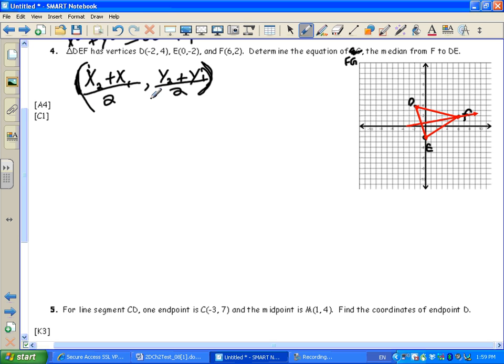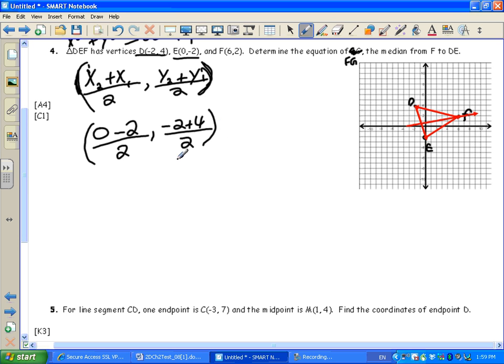Now we're looking for the midpoint of D and E. So our 2 points D and E, I want you to just quickly underline D and E there. They're up in the question, the first 2 points. We need to plug those values in. So we're going to call E our 2. So x2 is 0, and then because we're adding negative 2, it's going to be 0 subtract 2 divided by 2, comma, and our y2 is negative 2 plus 4 divided by 2.